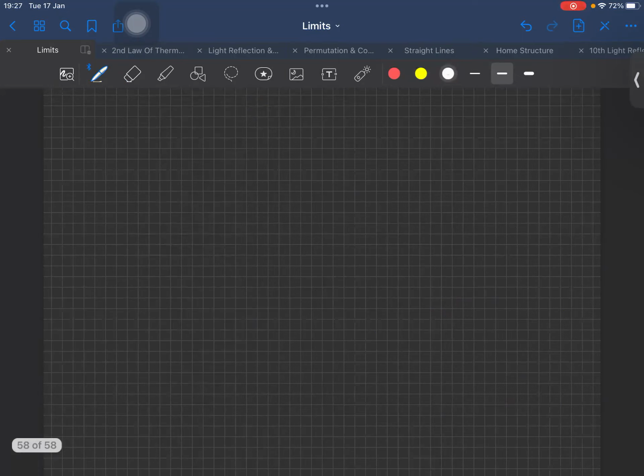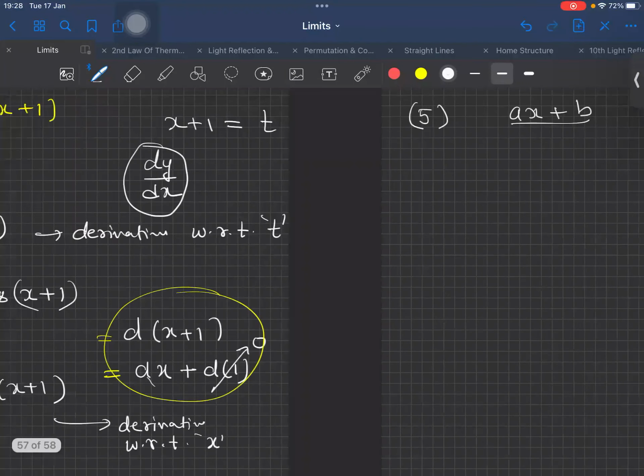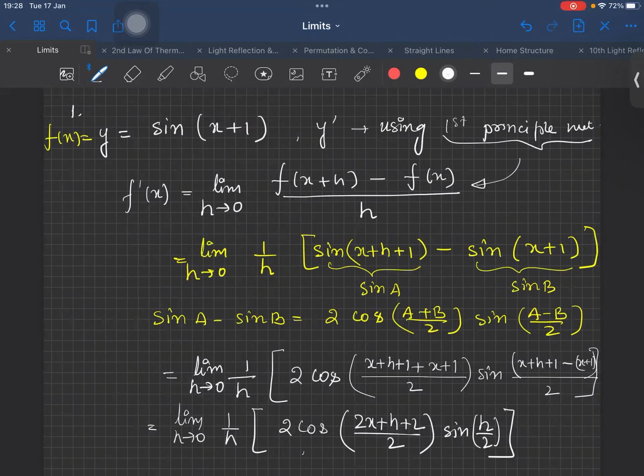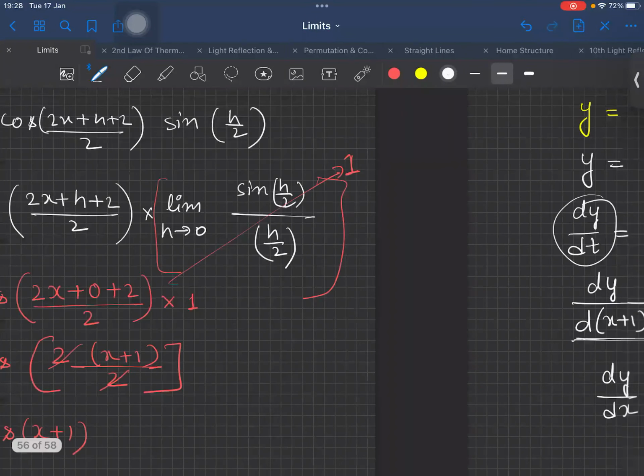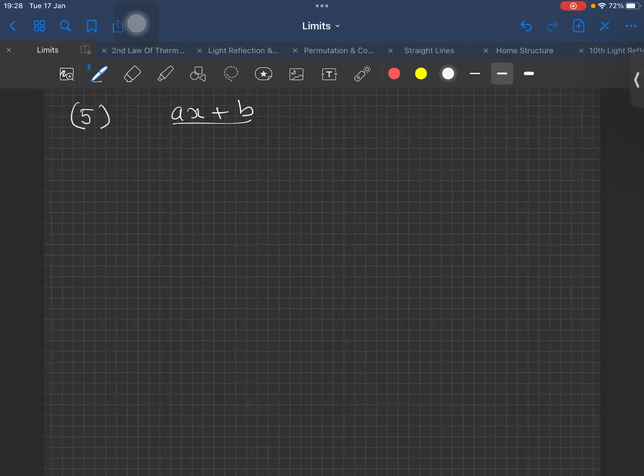Okay, let's solve another problem. Solve this one, question number 5. What is this? ax plus b upon cx plus d. All the problems in question number 1, there are 4 problems, can be solved using the first principle method, exactly using these steps. Now, how will you find the derivative of ax plus b upon cx plus d? So y is equal to this. Find dy upon dx.